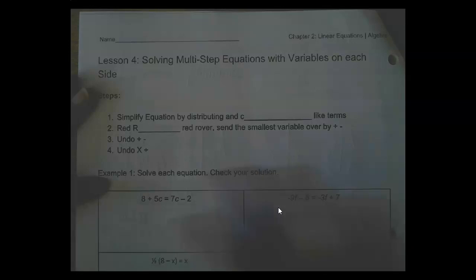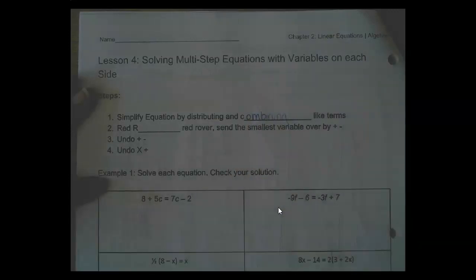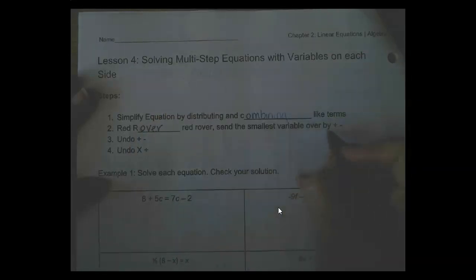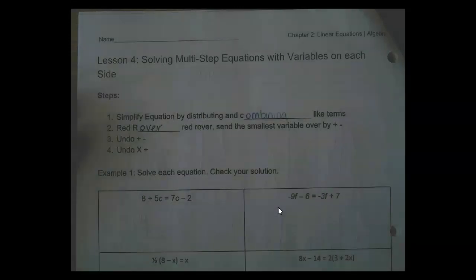So again, always simplify your equations by distributing or combining like terms. Always do that before you do anything. Next, if you have like terms, I always have the phrase red rover, send the smallest variable over by adding or subtracting. So once we do that, then we're back to our normal stuff and we undo addition or subtraction or undo multiplication or division. So let's take a look here.